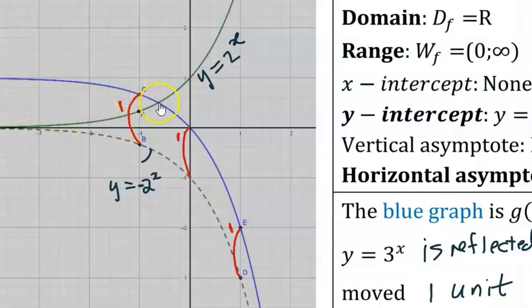So this is my blue graph, and you can see my horizontal asymptote will be there. Again, it looks as if it cuts that line y equal to 1, but it will never cut it. This value 3 to the minus x can never be 0, and then I just add 1 to that.